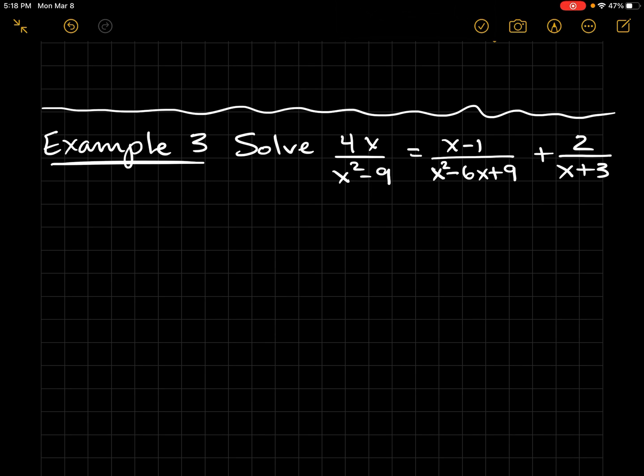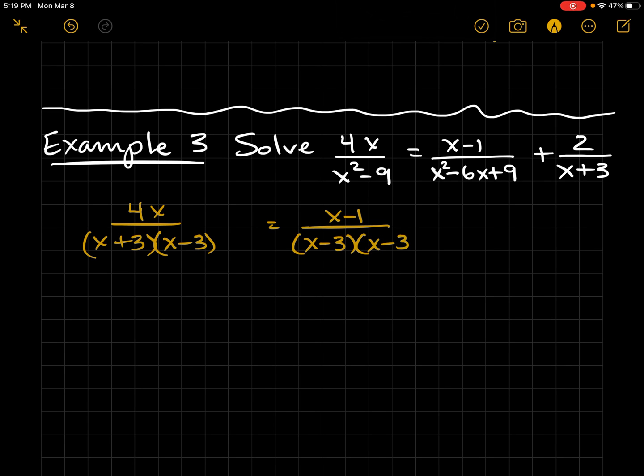Alrighty, last example. This one's going to be a little more involved. The first thing I suggest is factoring your denominators. So we have 4x over x plus 3, x minus 3. We have the difference of squares. And that equals, let's see what this one is. That's going to be, when we make our diamond, x minus 3, x minus 3. And x plus 3 over here. Alrighty.